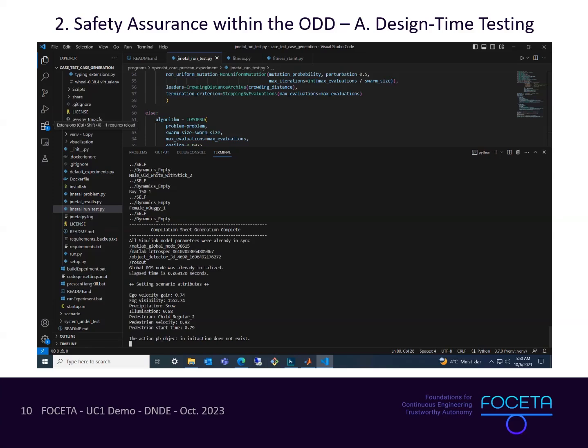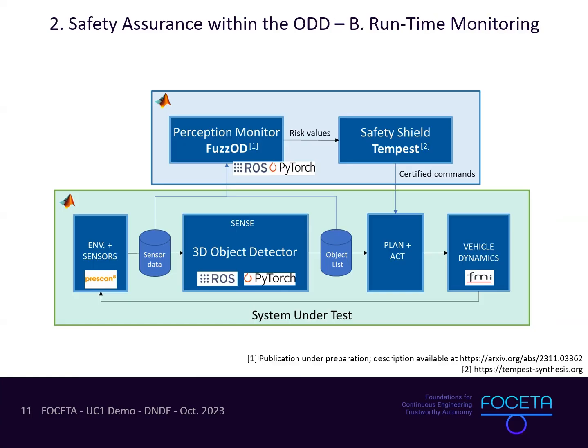Instead, we will show another branch of our results, namely runtime monitoring. In the use case, we've designed a perception monitor that infers risk values from the input and output of the object detector, and feed the risk values to a safety shield which sends certified commands back to the original system under test. Notably, the perception monitor is implemented with the PyTorch deep learning library and contained in a ROS node, so we use MATLAB ROS bridges to transmit the signals.